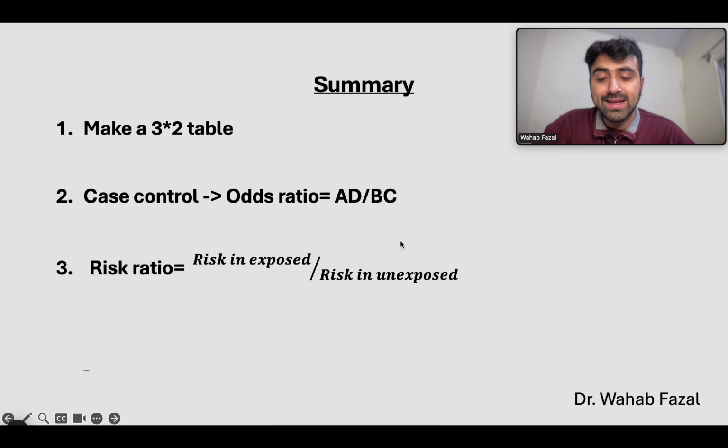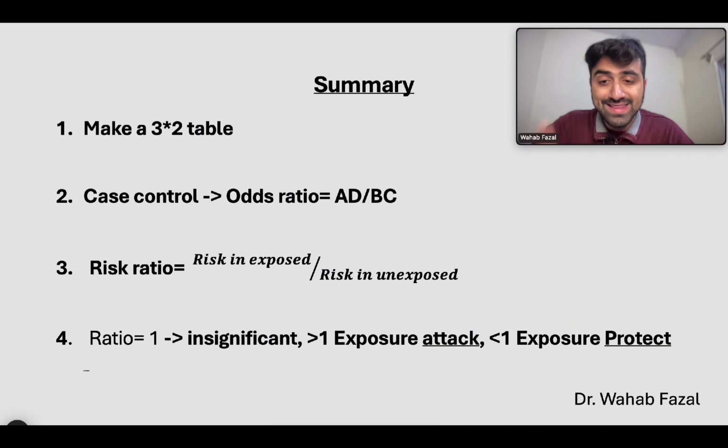Risk ratio is basically risk in the exposed divided by risk in the unexposed. How did we talk about risk in the exposed? A over A plus B, the total exposed, divided by C over the total unexposed, C over C plus D. Both of these values are ratios, so in ratios, the value of 1 is insignificant. If the value is greater than 1, then the exposure attacks. That's just a way of remembering. If the value is lesser than 1, then the exposure protects.